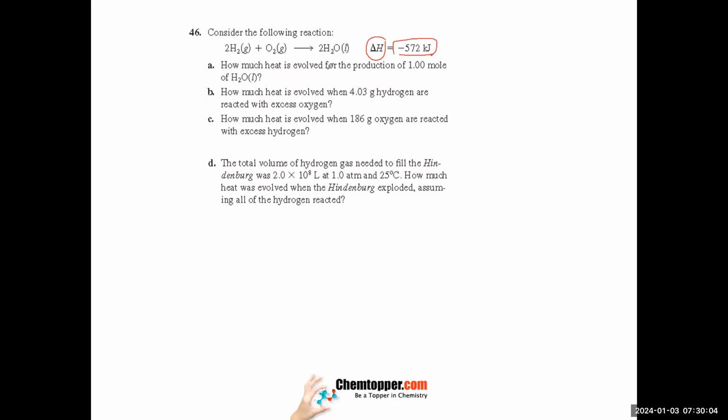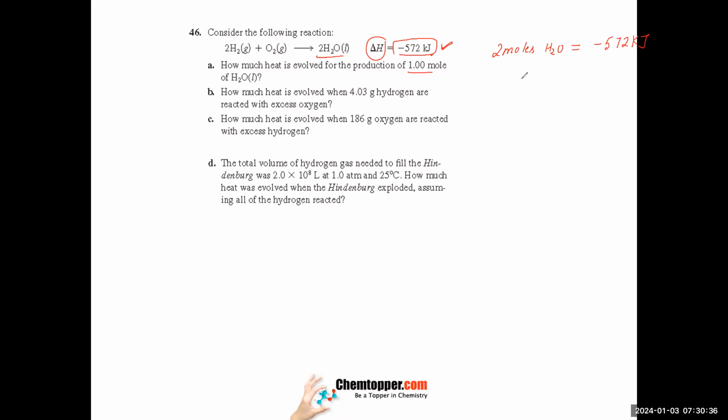How much heat is evolved for the production of 1 mole of water? So 1 mole of water. This heat is for how many moles? This is the molar ratio. For 2 moles of water, the heat produced is minus 572 kilojoules. So how much will be there for 1 mole?